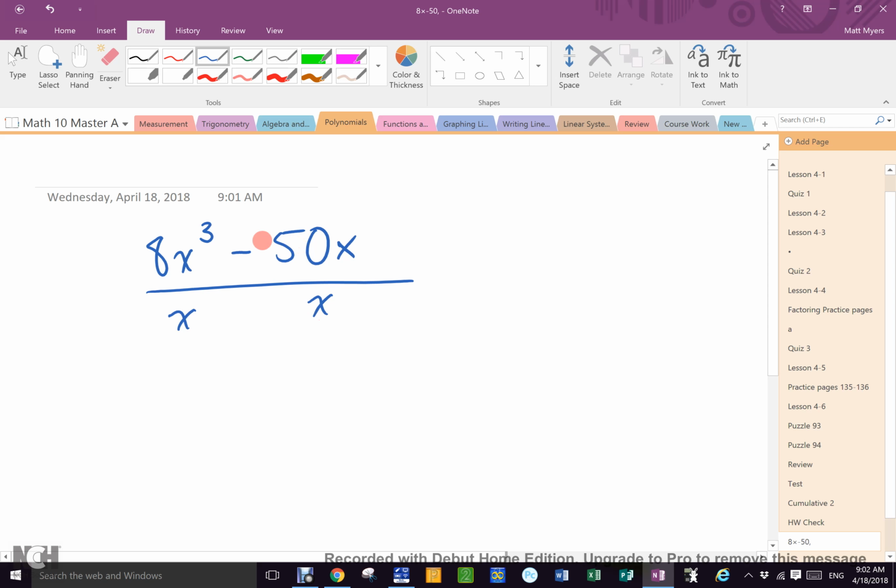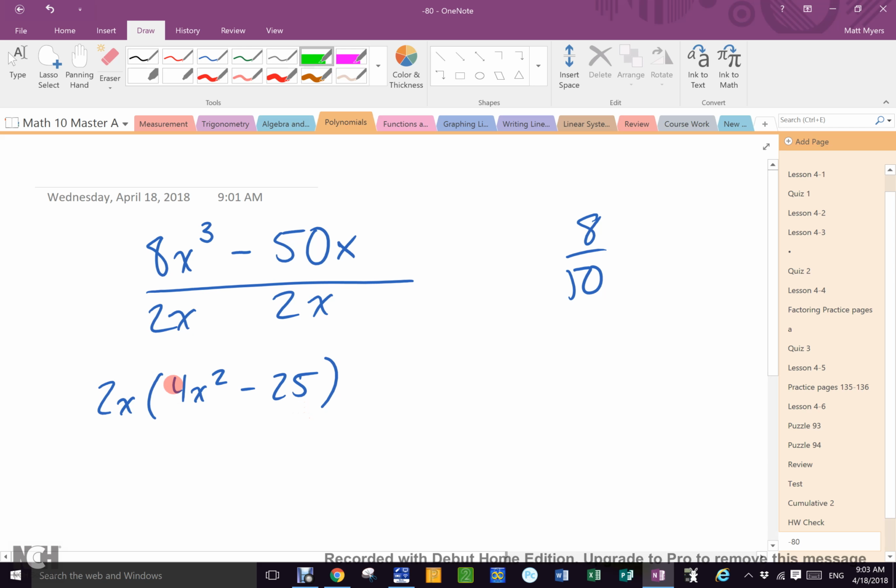I see 50 and 8. Can I do anything with 50 and 8? If I gave you this fraction, what would you do? Reduce it by doing what? Dividing by what? 2. So what would I divide here by? 2. So is this a GCF now? So where does it go? Outside. And in here I have the answers, correct? 4x squared minus 25, right?